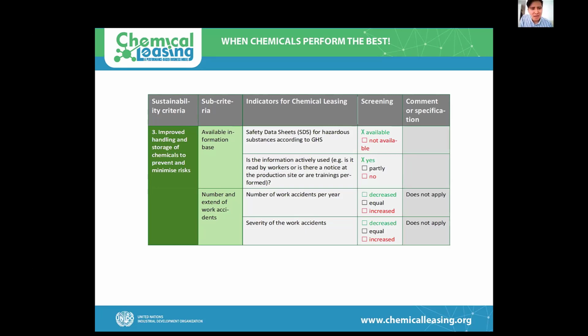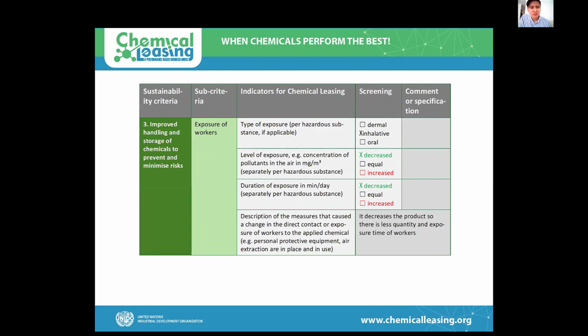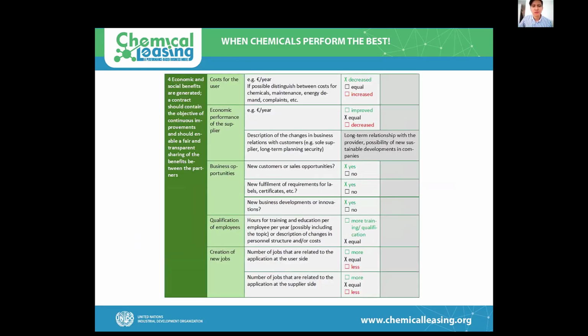Now, in the next slide, you will continue with the exposure of workers. As we know, the risk is important. Now, as Reinhard mentioned, you also have the social and economic benefits. What is necessary here is how to differentiate between supplier and user. Maybe for a user it will be easier to report on the costs reduced, and for the supplier it will be easier to report on the economic performance. So this will depend on whether you are a supplier or a user.